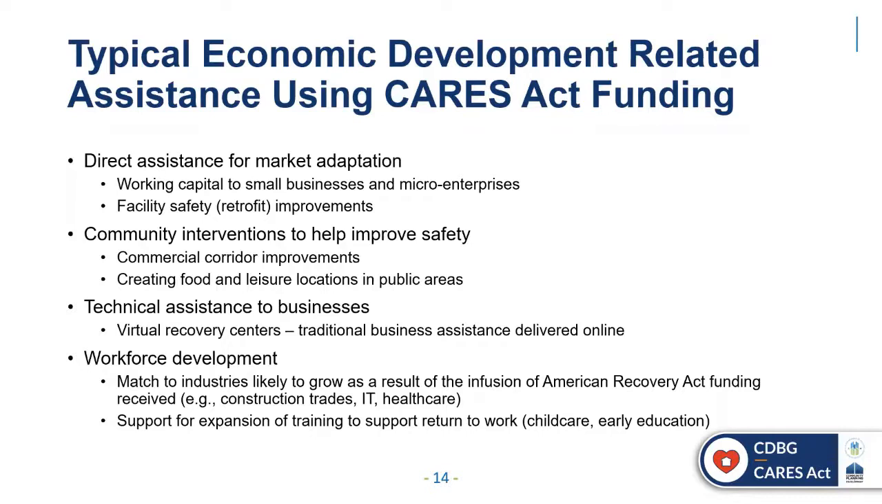Community interventions, so commercial corridor improvements, creating food and leisure locations in public areas. You've seen a lot of communities that have used the public parking space for outside dining. As more of that comes inside, that may change, but now the restaurants and other retailers are looking at possibilities of bringing their business out more to that public area and the advantages of doing that.